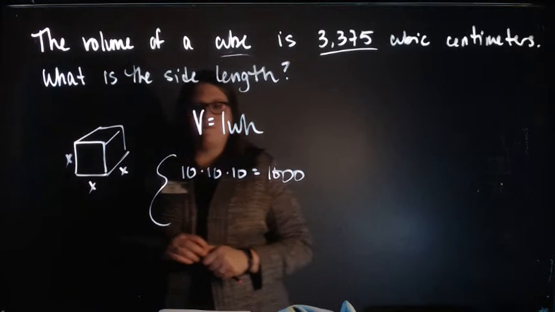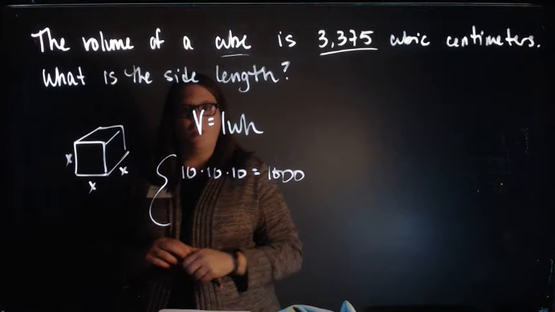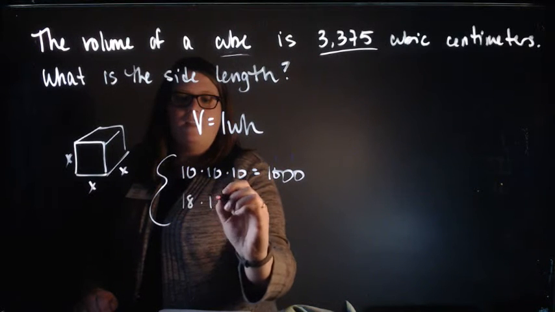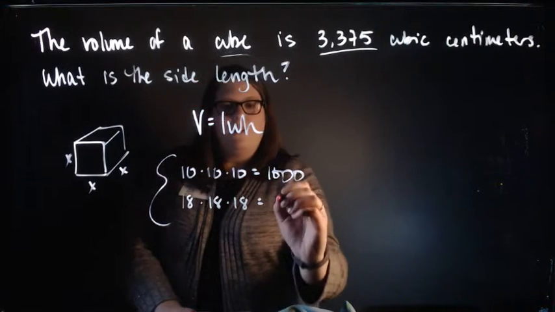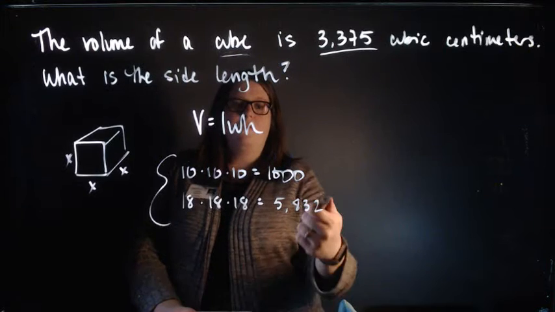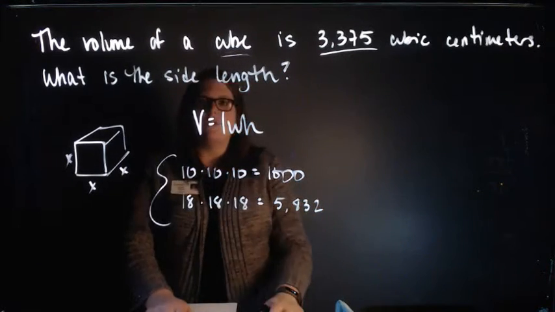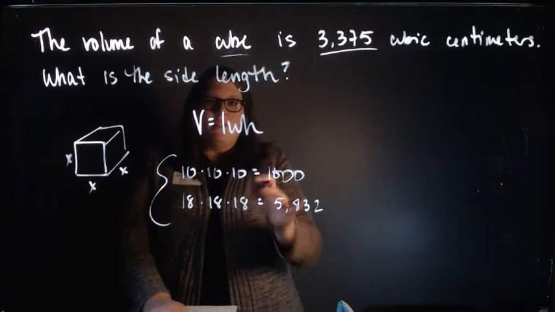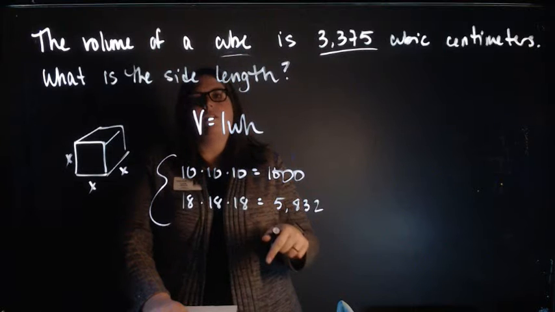I could take another shot. That's significantly lower. So let's try 18. If I did 18 times 18 times 18 on the calculator, I would get 5,832. So too big, right? I want 3,375. 5,832 is too big. So what this does help me with is knowing that my answer is between 10 and 18, right?